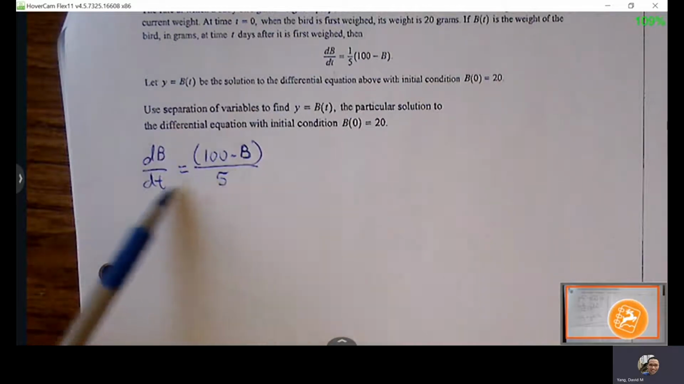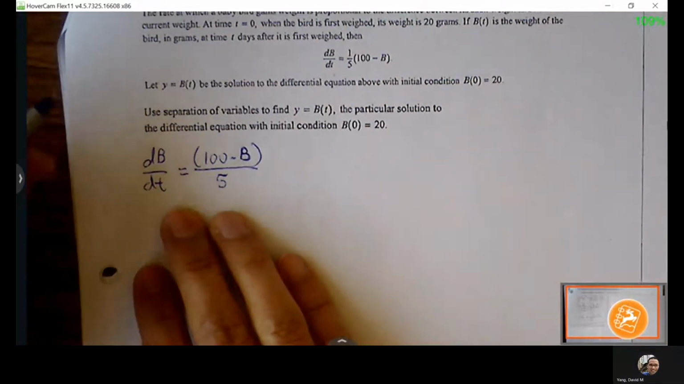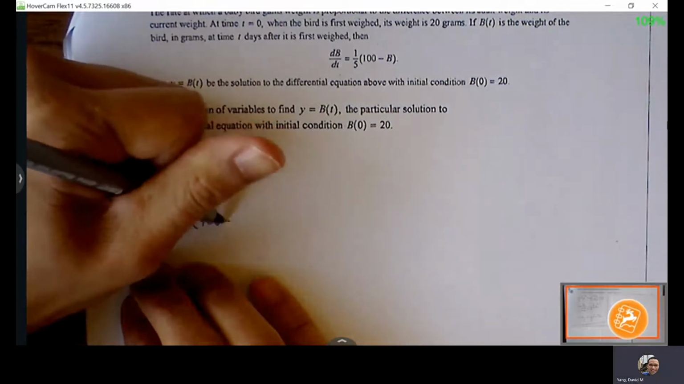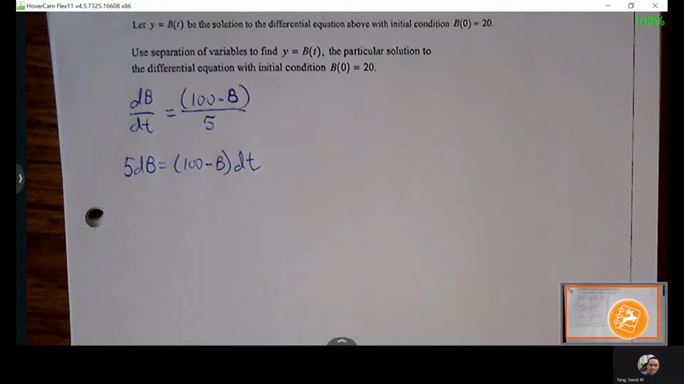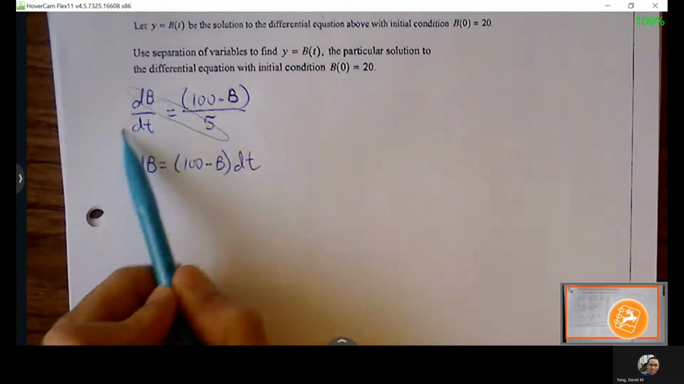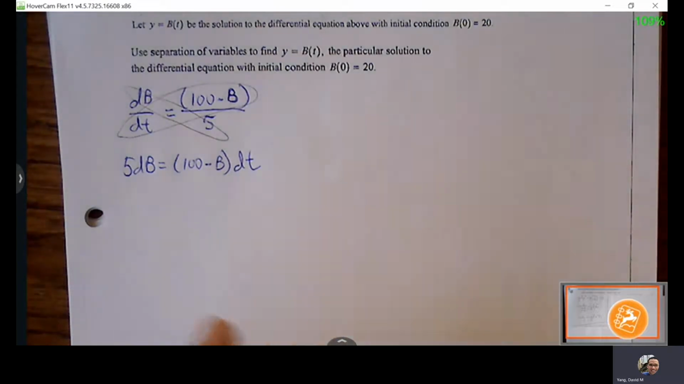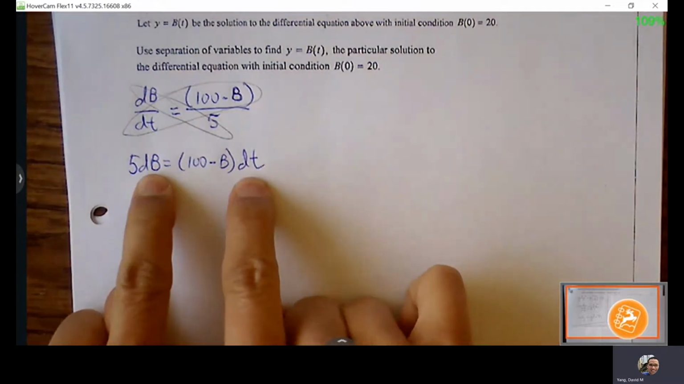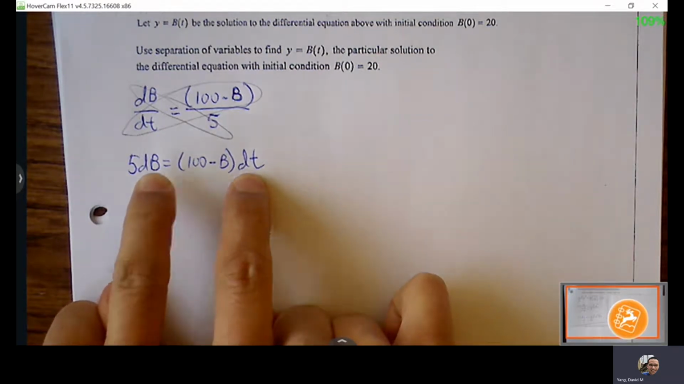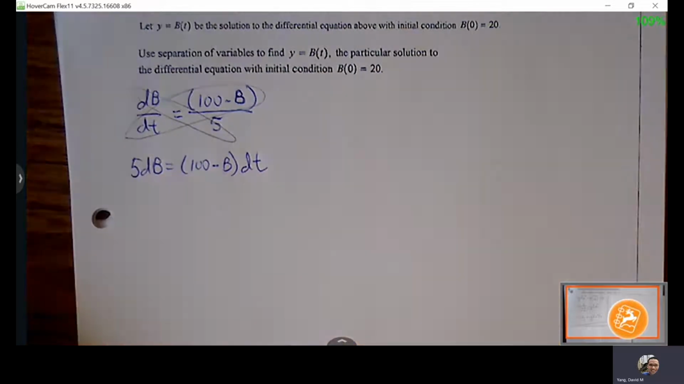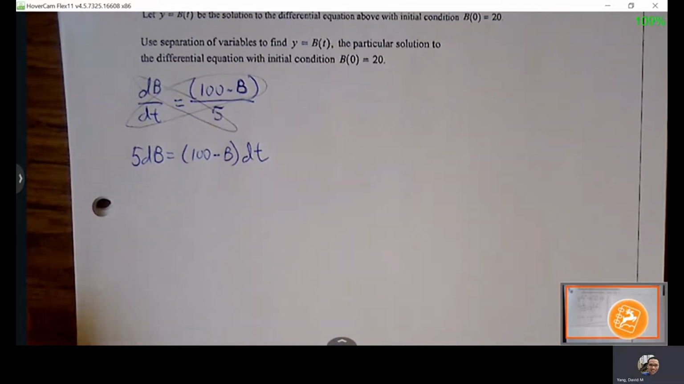Okay, so cross multiply here. Okay, 5 db is equal to 100 minus b dt. The good thing here is we should have our db and dt lined up nicely. Those are locked in. We're not going to be moving those. But now the next question is, do we have full separation of variables? Not quite, not yet, right?